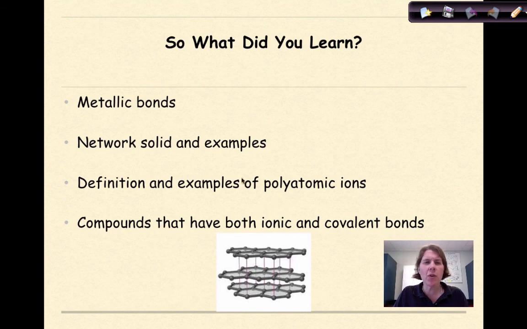So what did we learn? Well, we went over the concept of metallic bonds. We looked at the properties of network solids, and I gave you some examples. We talked about the definition and some examples of polyatomic ions, and specifically talked about how coordinate covalent bonds are also involved in these ions. And then we looked at some compounds that have both ionic and covalent bonds.